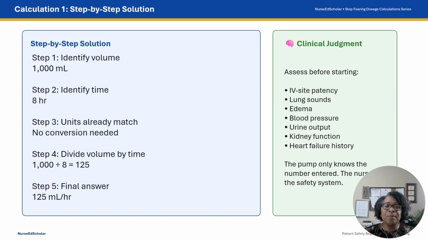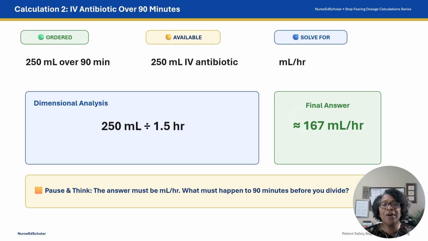Because one thing that you have to remember is the pump doesn't know your patient. The pump only knows what number you put in it. You as the nurse are the safety system. You, right? And so if you don't do your due diligence to make sure that the patient is safe, the pump surely won't. Right? Okay. All right, let's do number two.